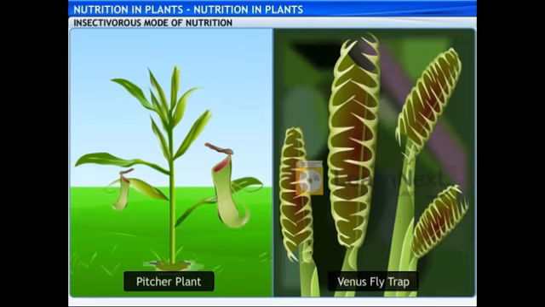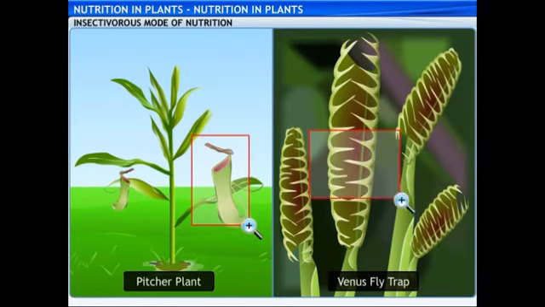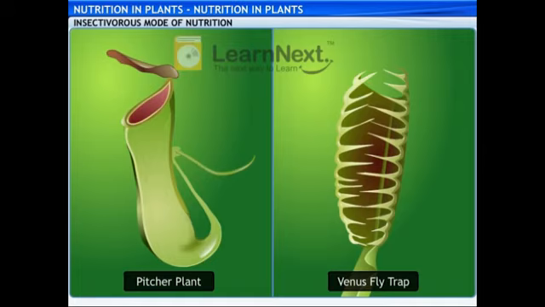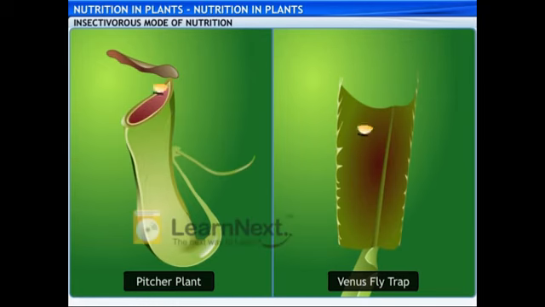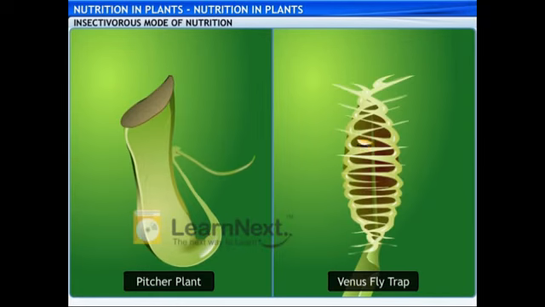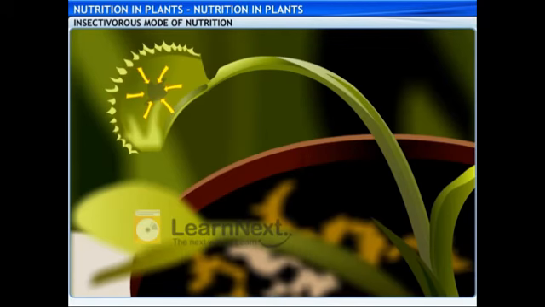Due to a lack of nutrients like nitrogen and other minerals in the soil, their leaves are modified to form a trap with hairy walls that can capture insects. Once an insect enters the trap, the lid closes and the prey gets entangled in the hair. The plant then digests its prey to obtain the required nutrients.